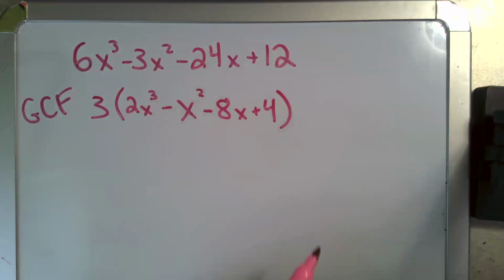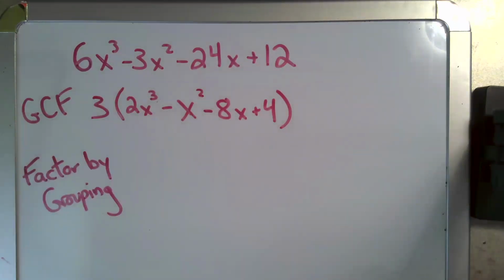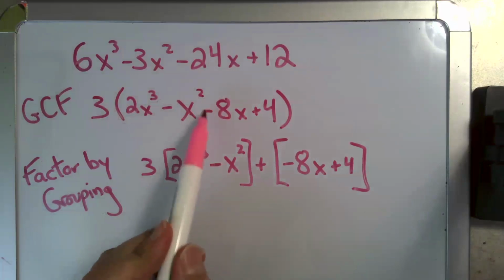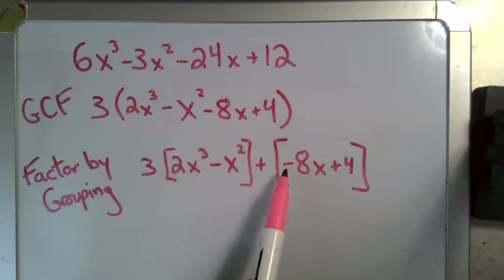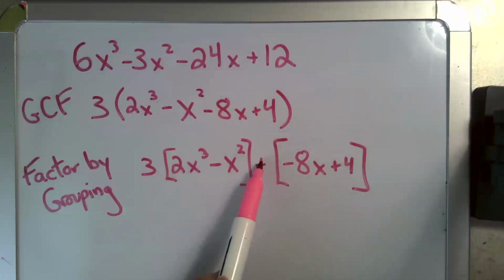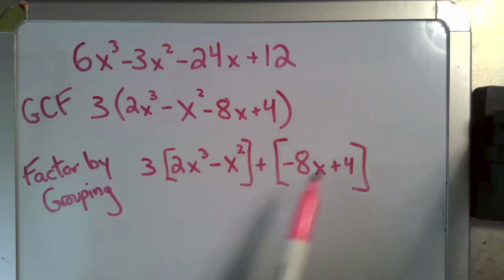Okay, next, I am looking at a 4-term polynomial, so I can't just jump to the x method. What I'd need to do next is factor by grouping. So I'd start by putting brackets around my first 2 and my last 2 terms. Note, I included the minus 8x to make that a plus negative 8x. Yeah? If I left this as a minus outside this bracket, that would be like applying it to both terms, and it isn't applied to both terms.